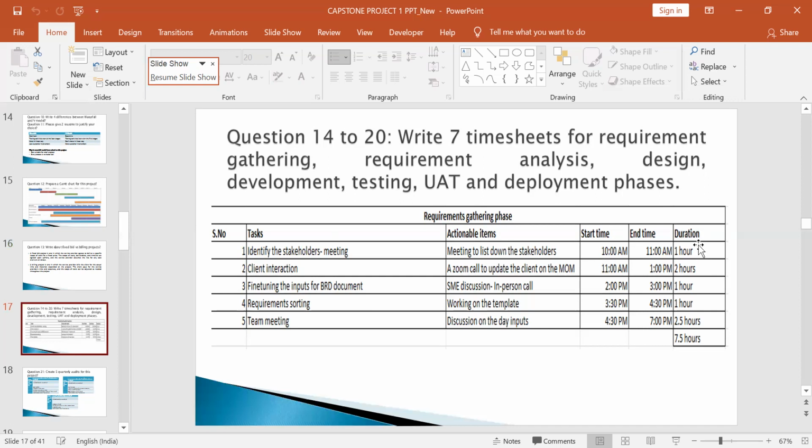How to use the phases for the time? Requirement gathering is one phase, and requirement analysis is the next timesheet. That is how to prepare the timesheet, like this. Okay.